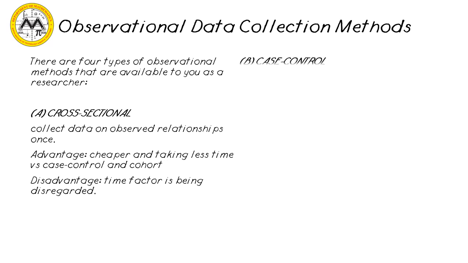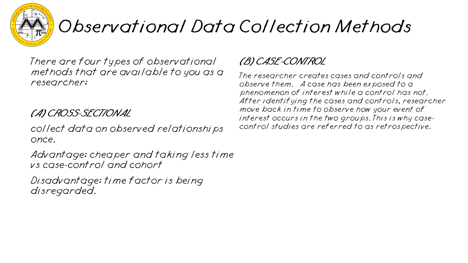For case control, you divide it into a case group and a control group. In a case control data collection process, the researcher creates cases and controls and observes them. A case has been exposed to a phenomenon, while the control has not. After identifying the cases and the controls, the researcher moves back in time to observe how the event of interest occurs in the two groups.